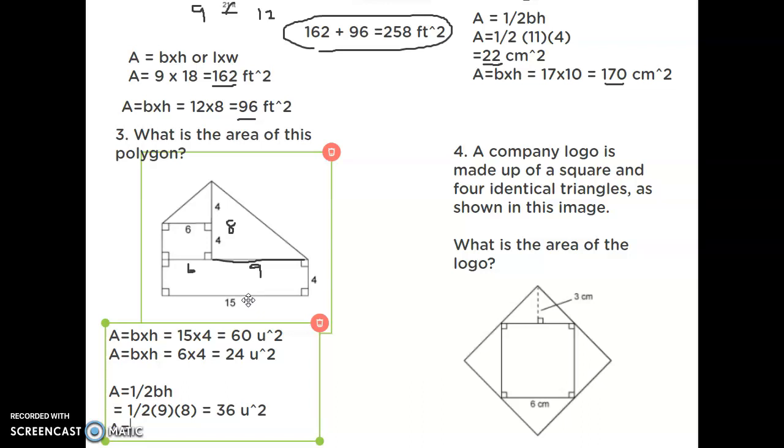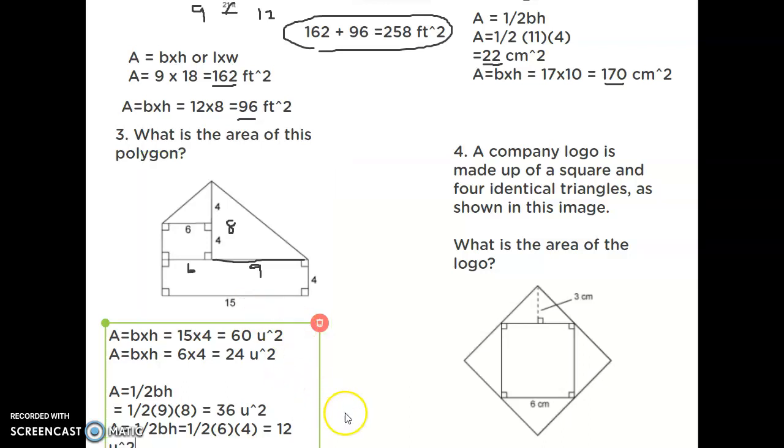So area of our smaller triangle is 1/2 base times height. And our base of that is 6. So 1/2 times 6 times 4. And so 6 times 4 is 24, and half of that is 12. So we have 12 units squared for that.